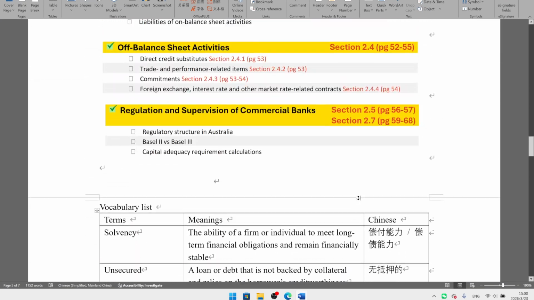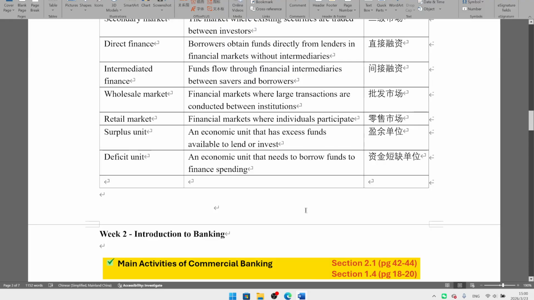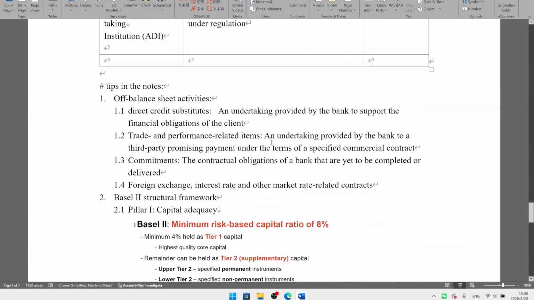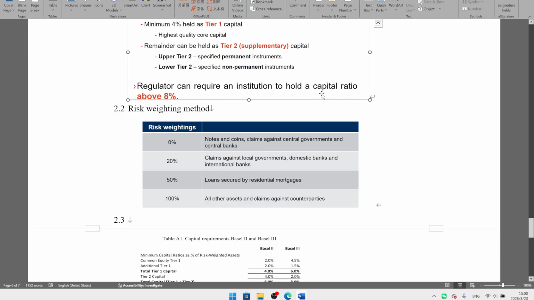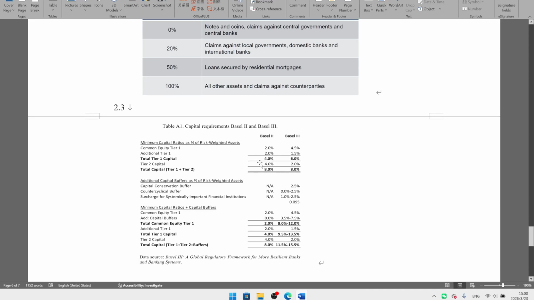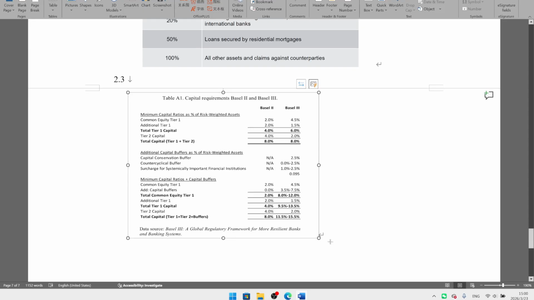So in week 2, we introduce the bank and the capital adequacy requirements in Basel 2 and Basel 3. And we need to remember the percentages. In Basel 2, it's 4% in Tier 1, others can be Tier 2, and the overall ratio is 8%. The detailed one is here.